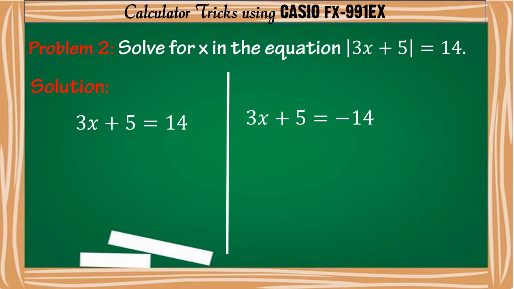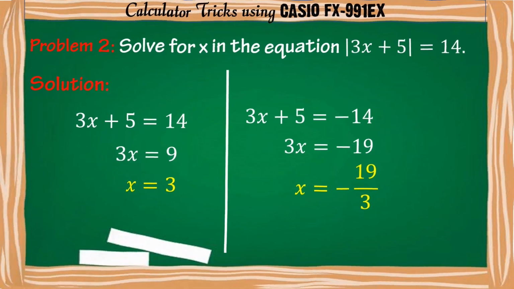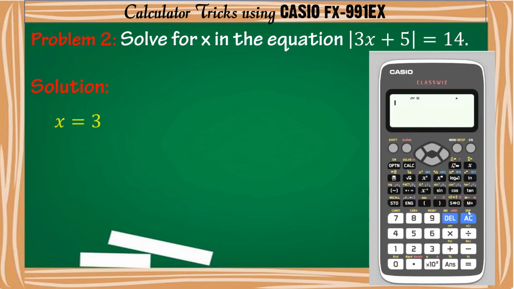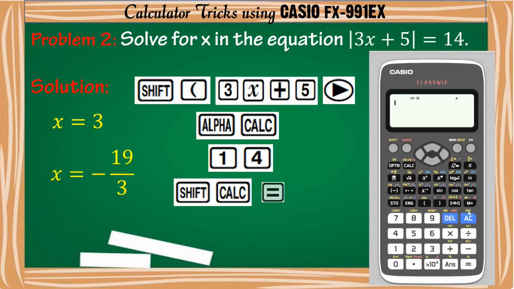So you can change the sign of the terms inside the absolute value sign, or pwede naman pong yung walang absolute value symbol. In this case, yung 14. So, solving it, we have 3x equals 9 or x is equal to 3. The other one, you have 3x equals negative 19 or x equals negative 19 over 3. So, ito po yung mga nakuha nating value ng x kanina. Using calculator, ito naman po yung mga pipindutin natin.